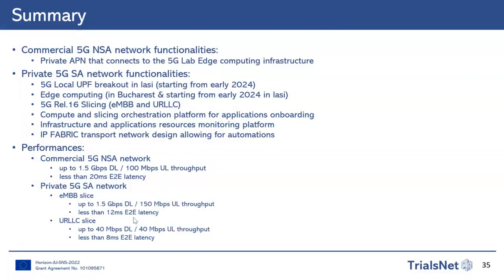In terms of the slicing functionalities, we implement 2 slices, both eMBB and URLLC, so high throughput and also low latency and high resiliency. In terms of the orchestration platform, we actually have an onboarding platform for applications from which you can select, let's say, the compute resources that you need, and you can also configure and deploy slices and also provision users based on these created slices. We also have capabilities to monitor the infrastructure, so you can monitor the KPIs coming from the network and also from the compute infrastructure.